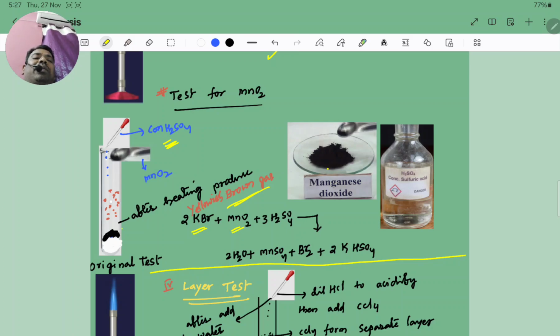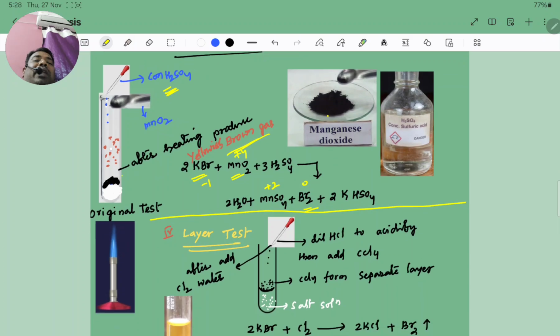KBr reacted with MnO2, right? So Mn plus 4 oxidation number is reduced, right? It decreases, it is undergoing a reduction reaction. Br minus 1 to Br2, it is undergoing an oxidation reaction, right? So now these reactions are very, very important, student. Br minus is oxidized into Br2 and Mn plus 4 is reduced into Mn plus 2, right?